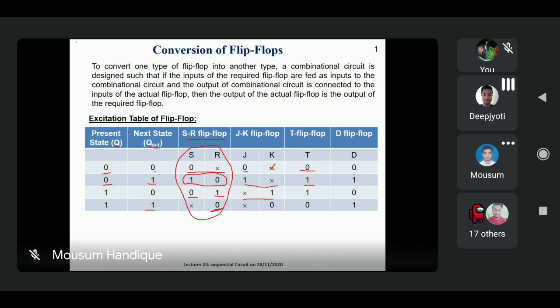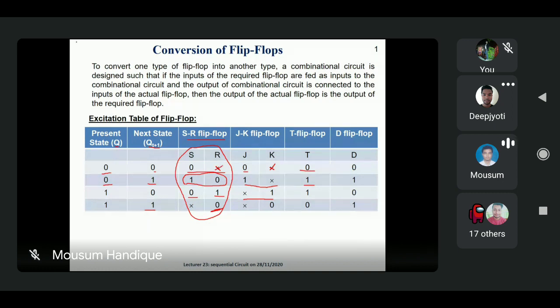Yes, 0 1, it is a reset, right? So what is the value of R? One time it is 0 and one time it is 1. So with present state 0 and next state 0, the value of R changes: one time it is 0 and one time it occurs as 1. For that particular purpose, here we are using the don't care.